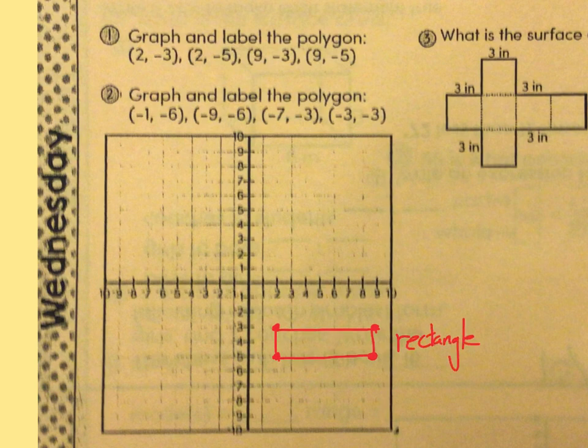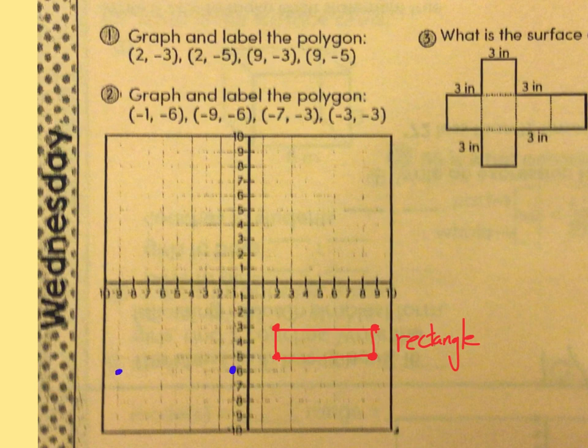Okay. Now let's do number 2, and I'm going to do it in a different color. It says to go -1, so we are going to start at 0 and go -1, -6. So it's right there. Draw a dot. Then we're going to go -9, -6. It's about right there. There you go, there's a little dot.